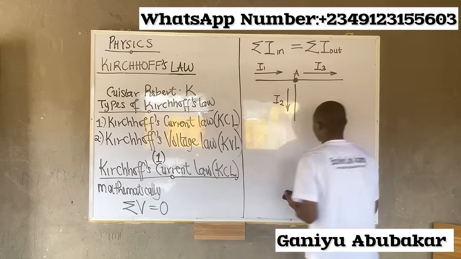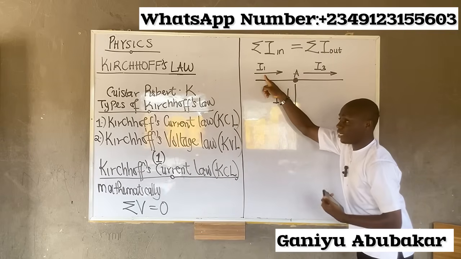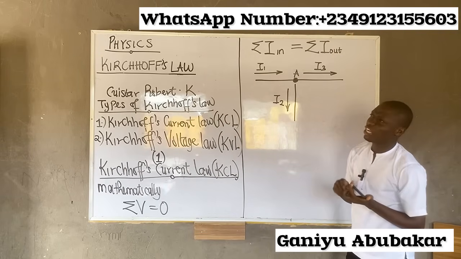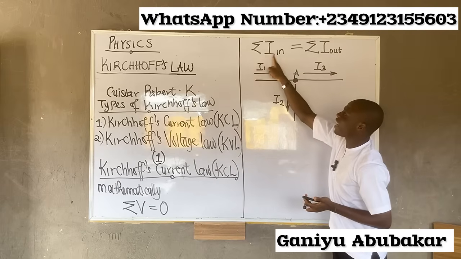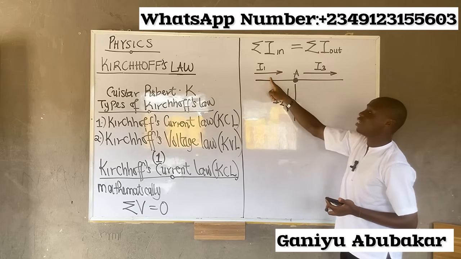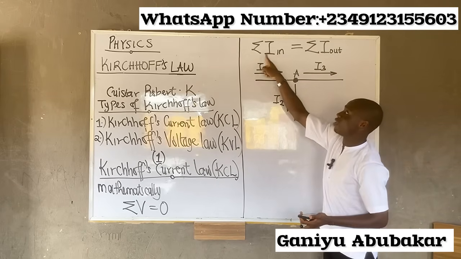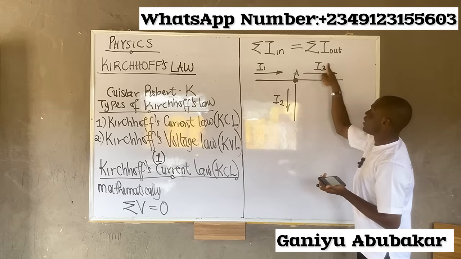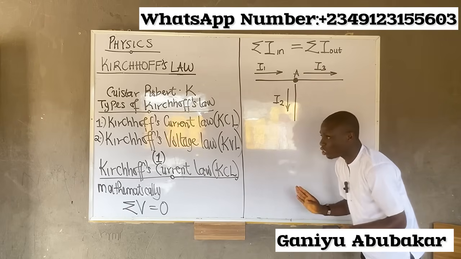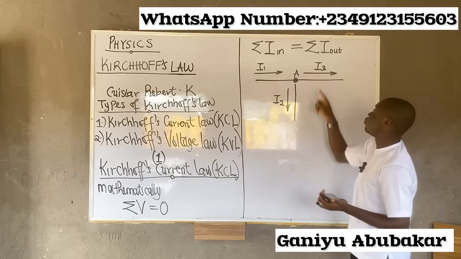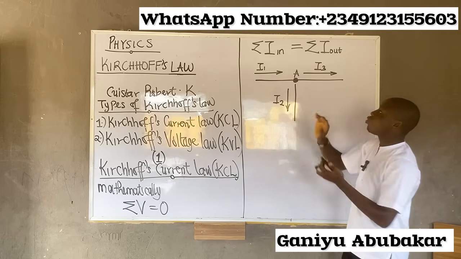So here's the idea, please. I1 is coming in. That matches the idea of summation I in. So I1 corresponds to summation I in. Why are I3 and I2 leaving the circuit? That follows the idea of what? Summation I out.